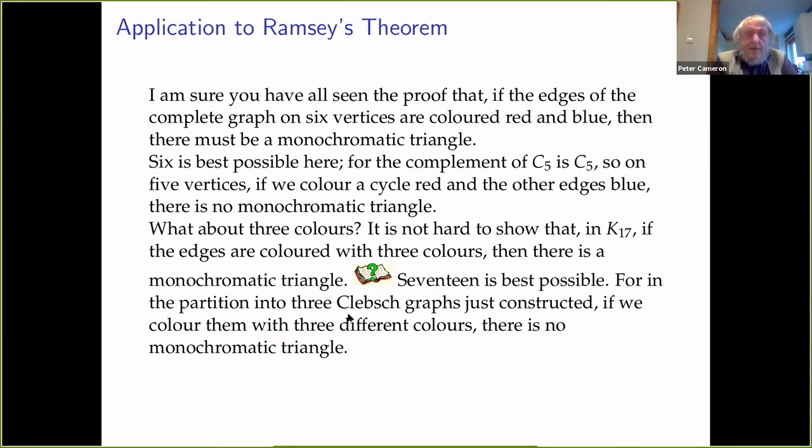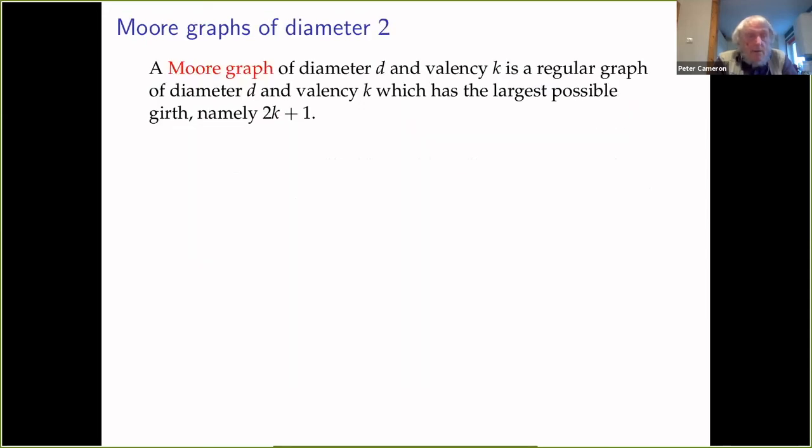And the reason for that is we've just partitioned the edges of K16 into 3 Clebsch graphs. So if you color the edges of the first one red, the second one green, and the third one blue, then we get no monochromatic triangle because no Clebsch graph contains a triangle. So 17 is best possible for that Ramsey number. So this argument goes back to Greenwood and Gleason. Okay, so let me press on.